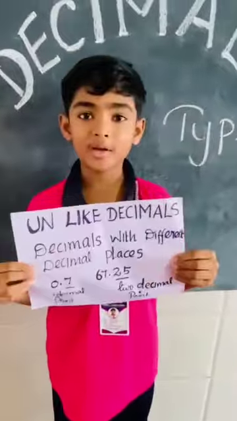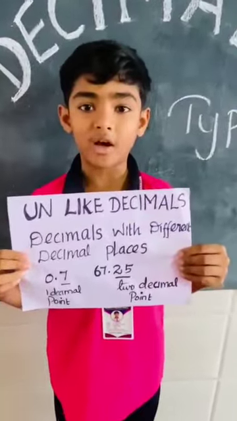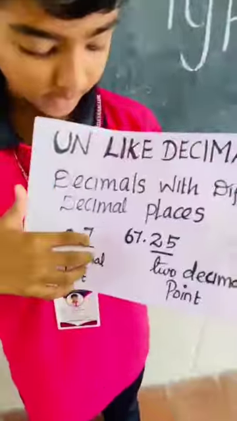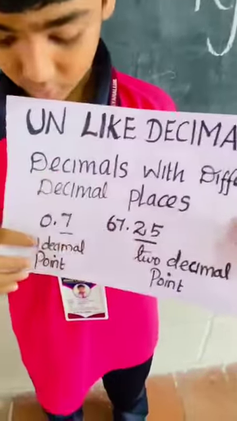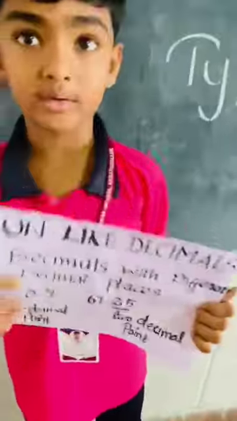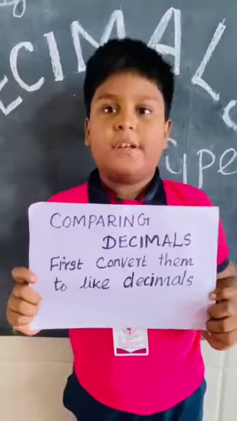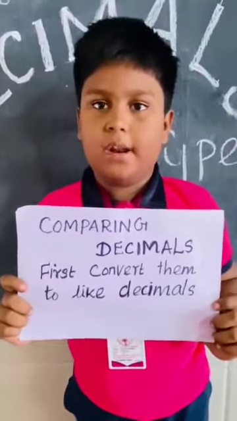Unlike decimals: decimals with a different number of decimal places are called unlike decimals. 0.76 and 7.25. One decimal place, two decimal places. Comparing decimals: first convert them to like decimals.